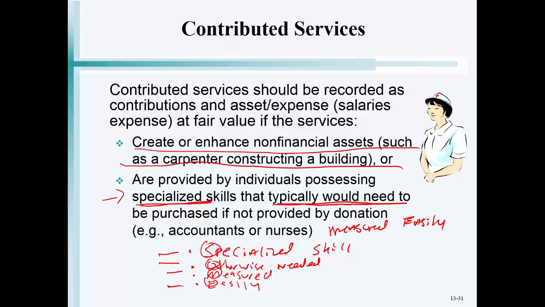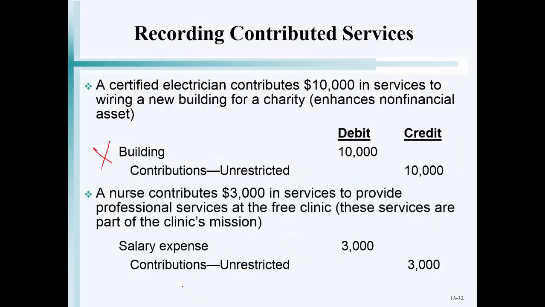A specialized skill. Was it otherwise needed? We were already hiring that person for the first 6 months of the year, so obviously we needed that, right? And is it measured easily? Yeah, we were being charged the first 6 months. Just take the back 6 months and set that up as what the charges would have been, right? Okay? And so what happens when it's a donated service like that that doesn't create or enhance a non-financial asset?